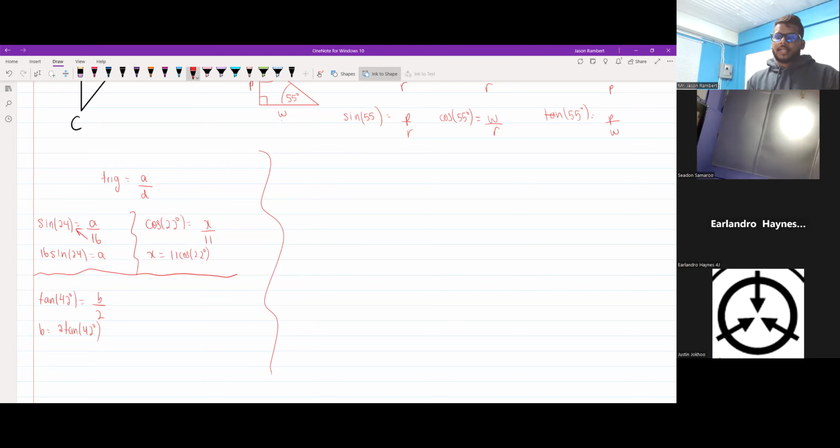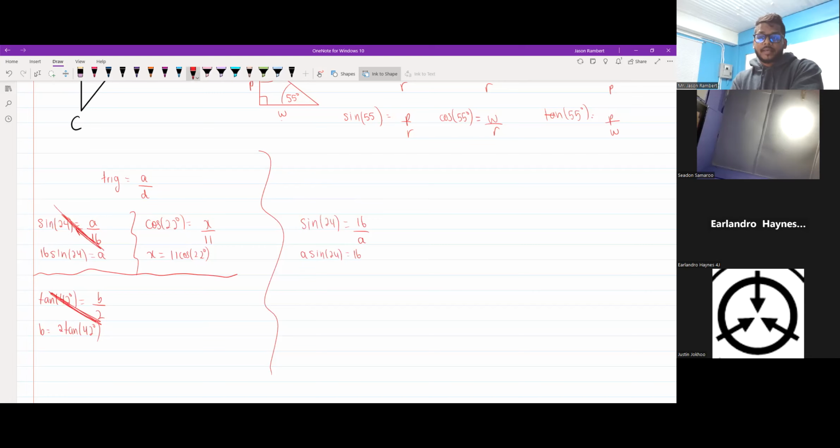The next possible calculation we'll have to do is if the unknown is now on the denominator. So same case, sine 24 is equal to 16 over a. We still cross multiply. I get a sine 24 is equal to 16. Just like how we multiplied the 16 across on this side, the 11 across, and the 2 across, this time I'm multiplying the a across. Can you confirm that? Yes, sir.